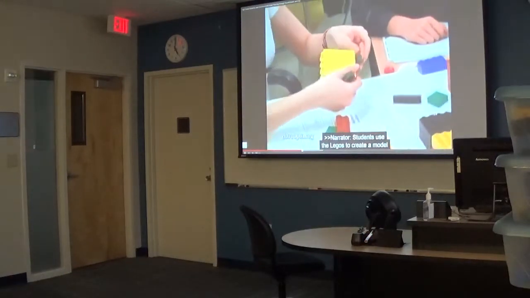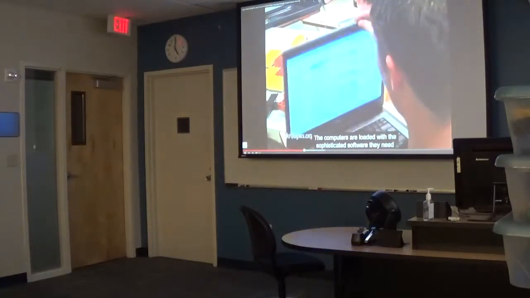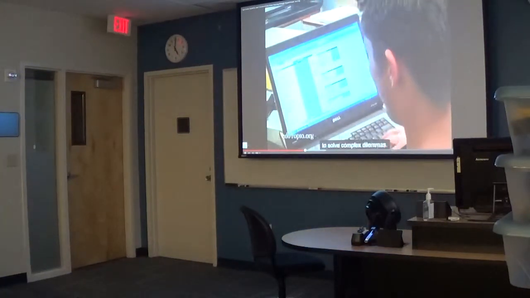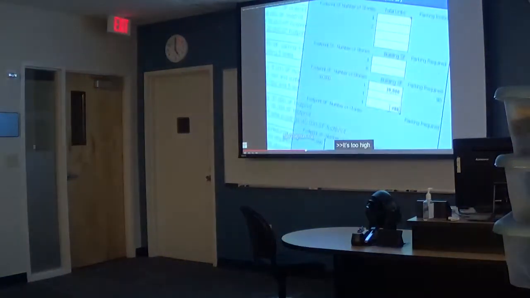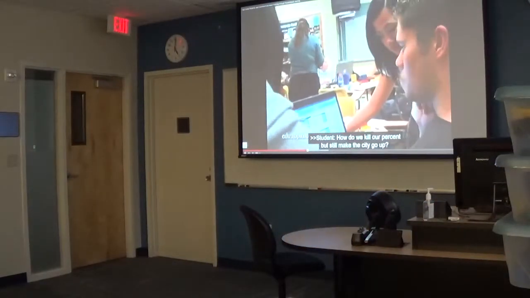Students use the Legos to create a model of their new neighborhood, and the computers are loaded with the sophisticated software they need to solve complex dilemmas. It's too high. Yeah, it's way too high. How do we kill our percent but still make the city go up?